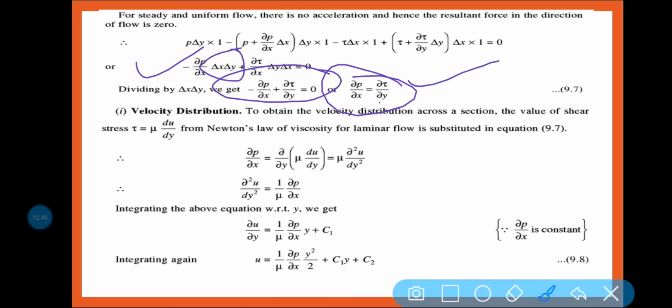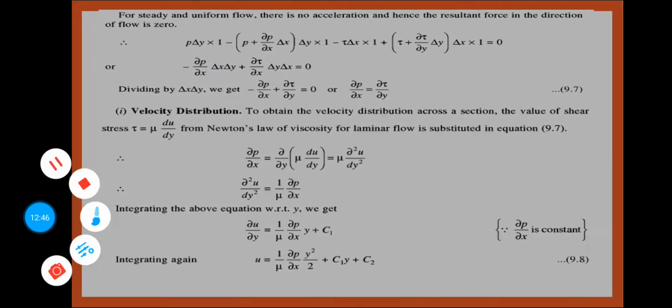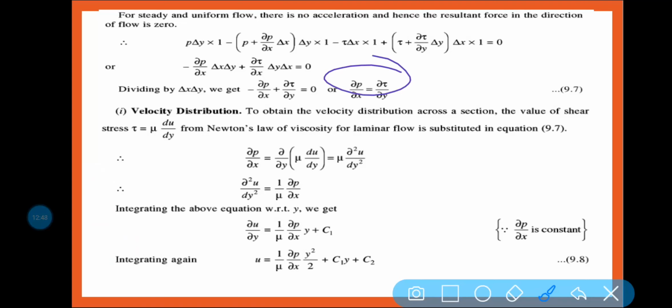Now let us discuss the velocity distribution. Keep in mind that del p by del x is equal to del tau by del y; it is required afterward. To obtain the velocity distribution across a section, the value of shear stress tau is equal to mu into du by dy.